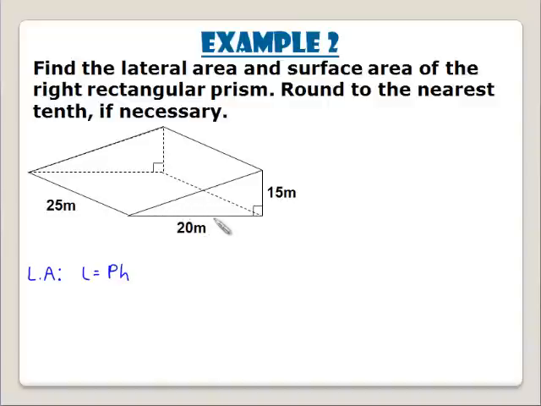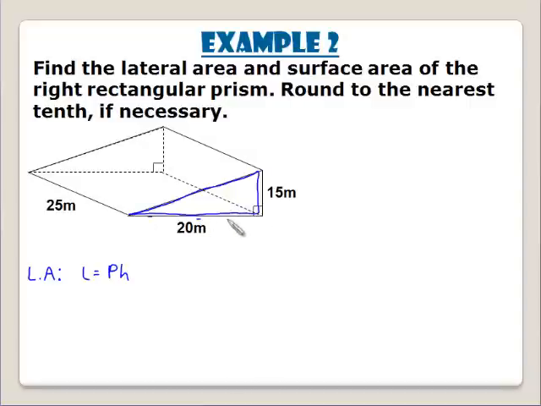So if we look here, my bases are my triangles. Here's one triangle, here's the other triangle. So those are my bases. And looking at that, I have to find the perimeter of the base. So the perimeter is all the way around this triangle.